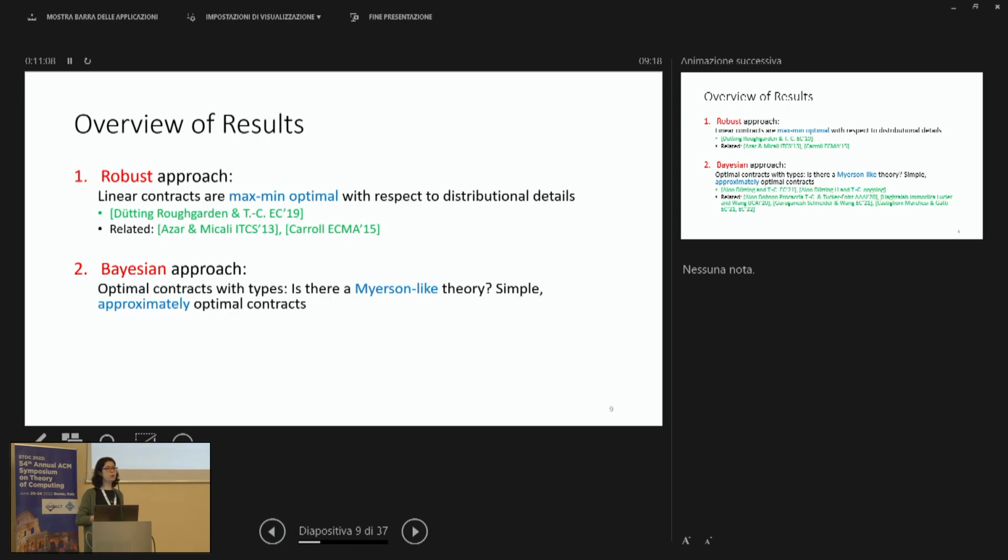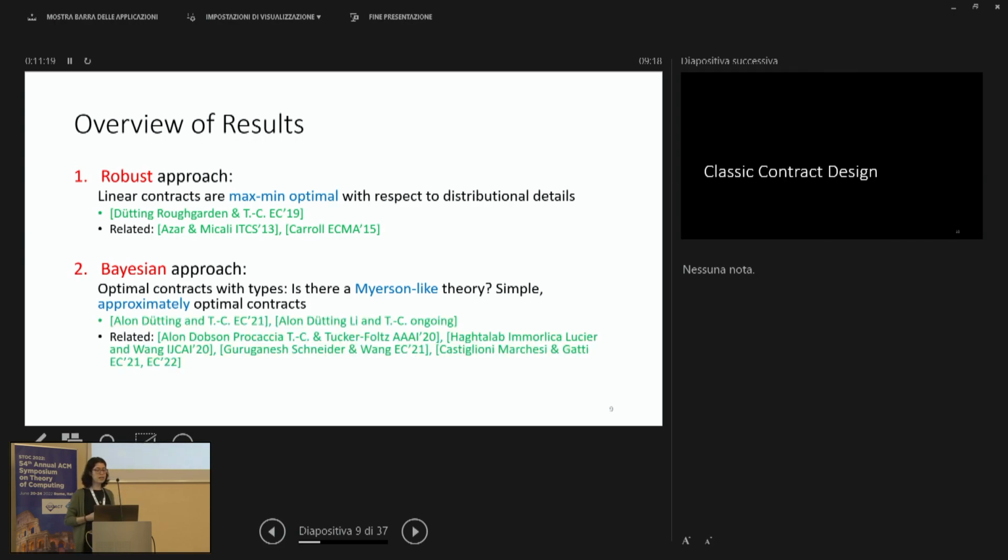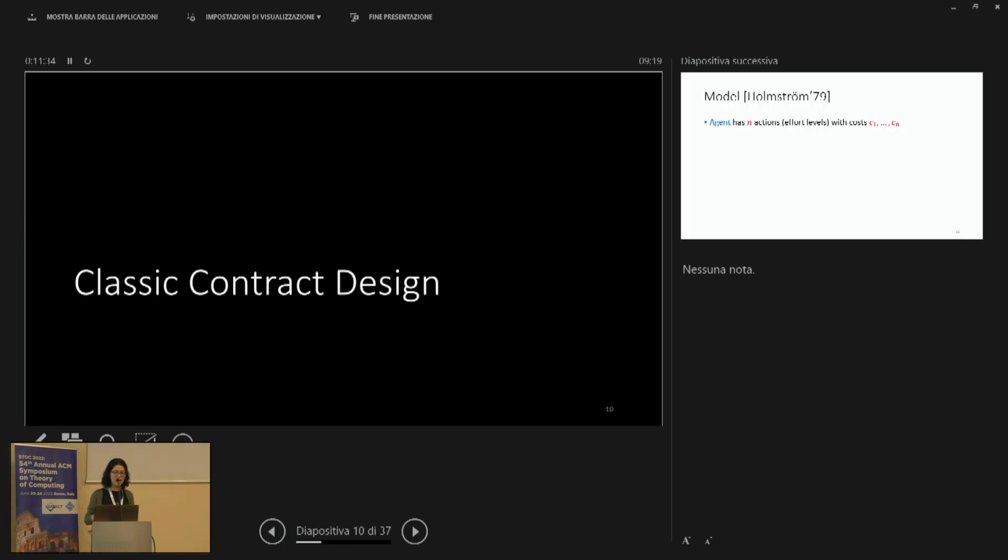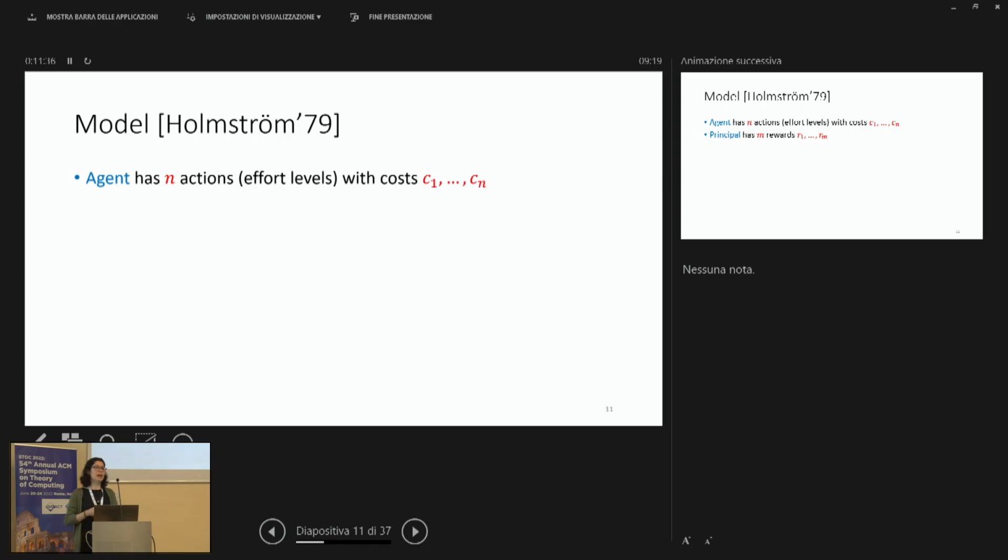For the Bayesian approach, I'll introduce an emerging area of research on optimal contracts with types. Is there a Marshall-like theory? Can we get simple, approximately optimal contracts? This is based on joint work with Paul, Tal Alon, and Yingkai Li, and related to also some very nice literature, including by Brendan and others. OK, so let's dive into the model.